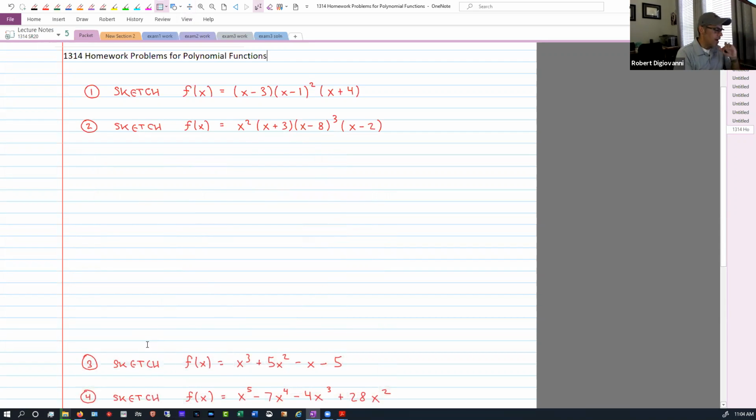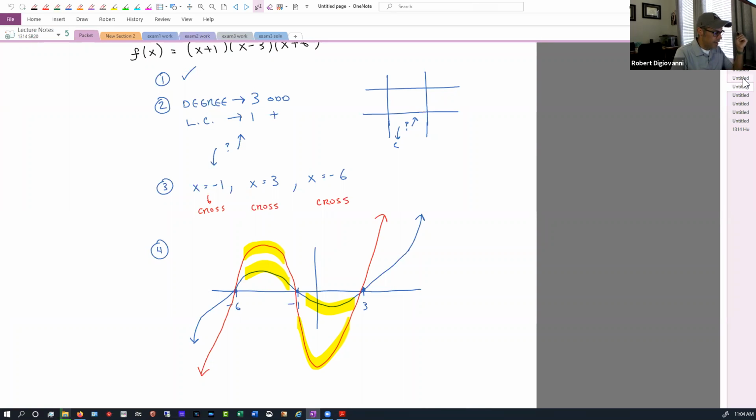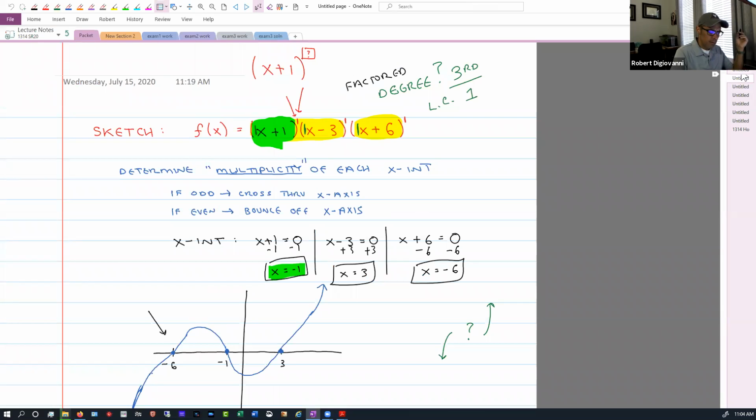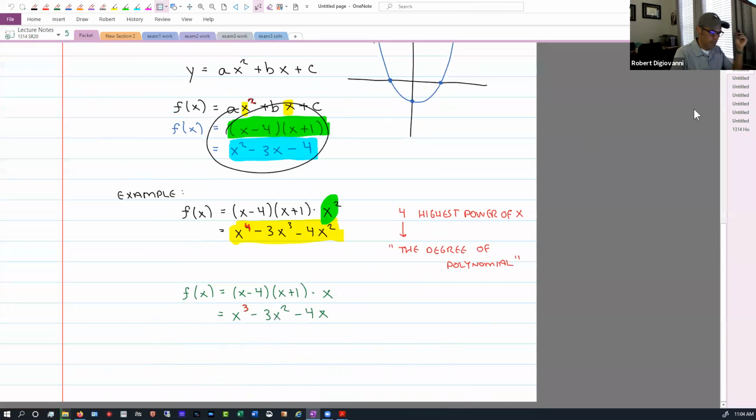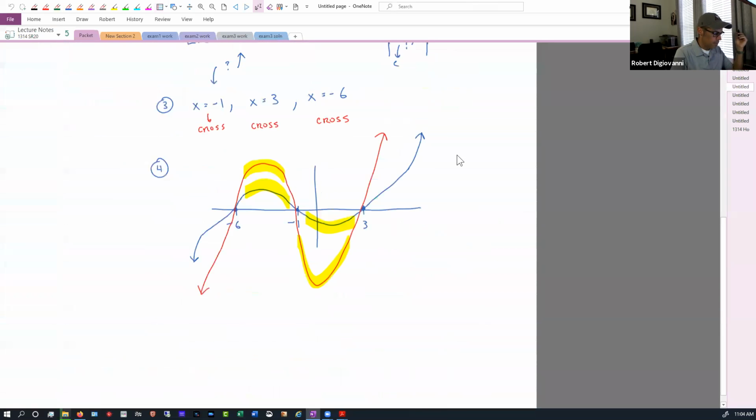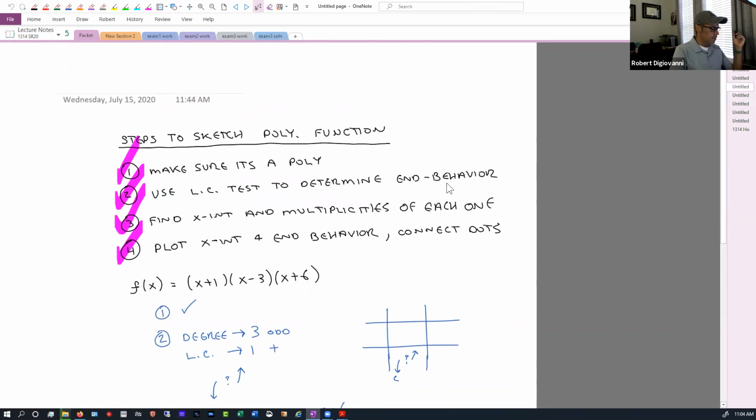All right, so for number 2, we're asked to sketch this polynomial function. And we went through a set of steps on how to do that. And then we had some technical problems and I couldn't continue class. But the steps we had, where were they? There we go. So we're going to make sure we're looking at a polynomial function. We're going to use a leading coefficient test to determine what's happening on the ends. We're going to find the x-intercepts. We're going to figure out what their multiplicities are, which will tell us if we bounce across there. And then we'll plot all the information and just connect the dots.